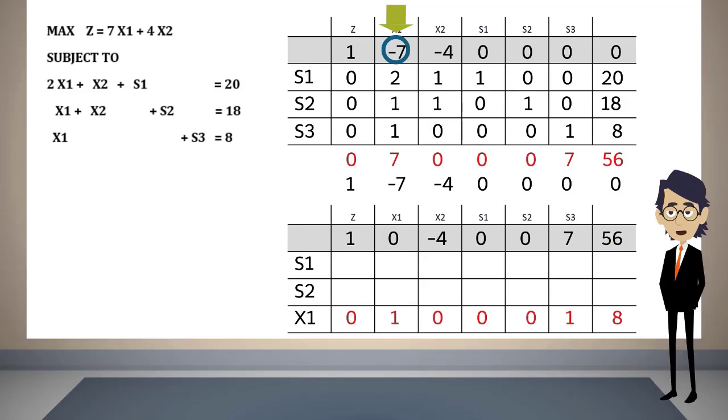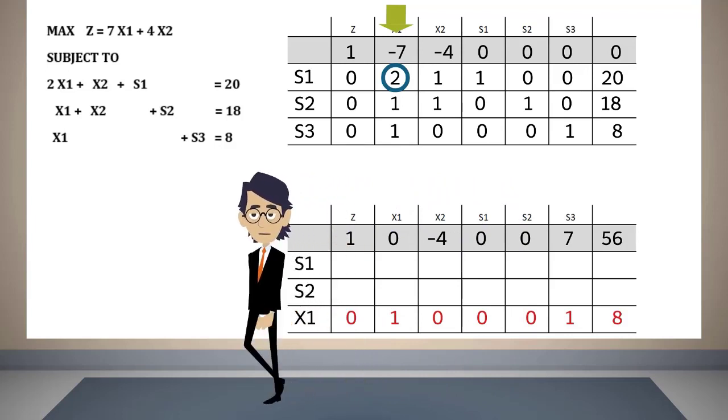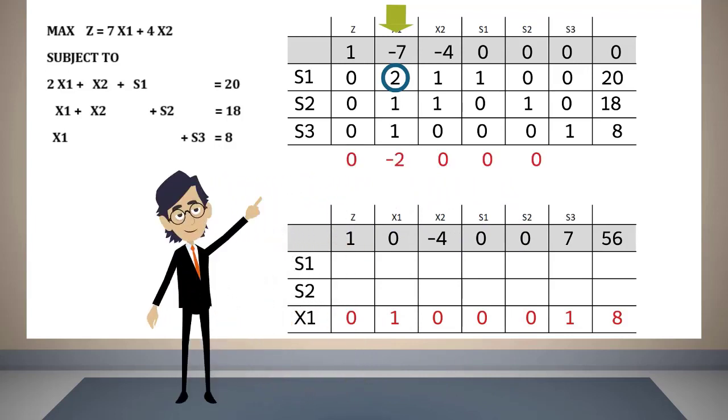In the same way we converted the -7 into 0, now we will convert the 2 into 0. We start by multiplying the pivot row by -2. And now, we add it to the row where the 2 appears. The result of the sum will be placed in the S1 row.